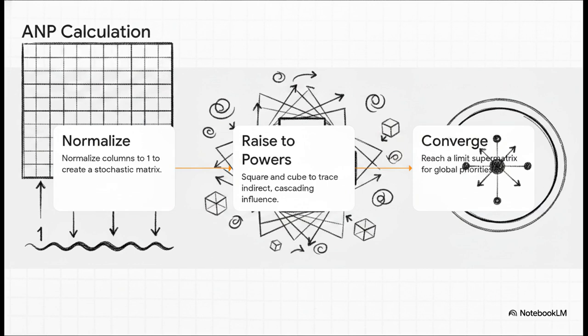Because squaring and cubing the matrix traces the echo of indirect, cascading influence of every factor as it bounces through the network over and over again. Finally, this whole process settles into a stable state called a limit supermatrix. Those final, unmoving numbers reveal your mathematically verified global priorities.